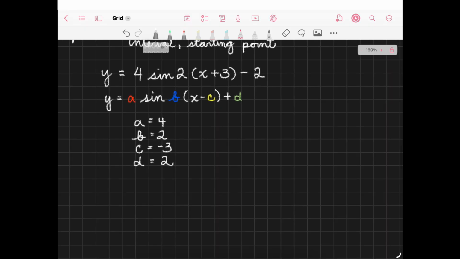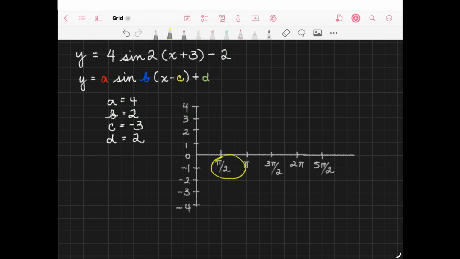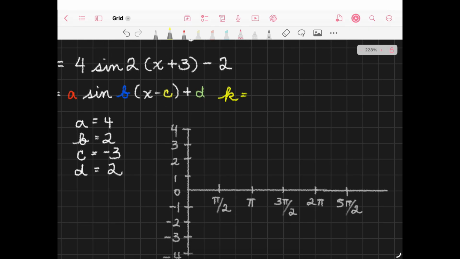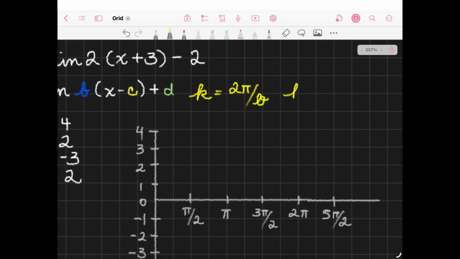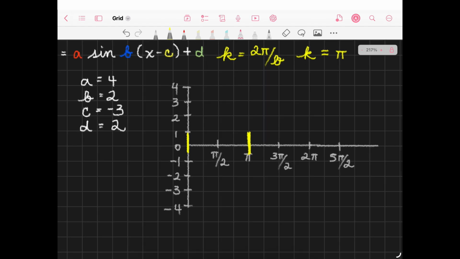So let's start by making a plane. So this will be our plane, and we let our x values be our bases, which is pi over 2, pi, 3 pi over 2, 2 pi, and 5 pi over 2. And the first step here is to find our value of k. So k is equals to 2 pi over b. And we know that our b is equals to 2, then our k would be equal to pi. So our period would start from here to here. And we know that one period of a sine graph would look like this.